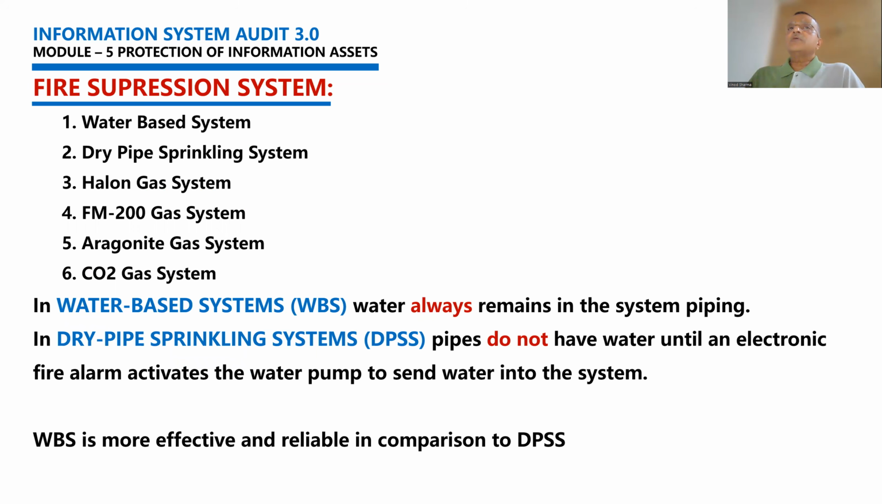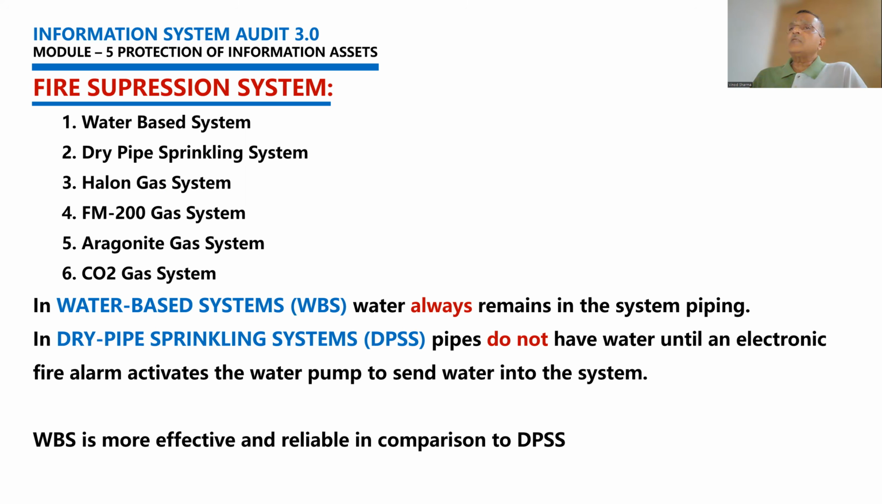So you have water-based system, dry pipe sprinkling system, halon gas system, FM200 gas system, aragonite gas system, and CO2 gas system. Now, you should not try to remember these, but sometimes one or two questions are asked. So in the water-based system, water always remains in the system's piping. That is, the pipe which is running around the building, or under the building, will always be filled with water.